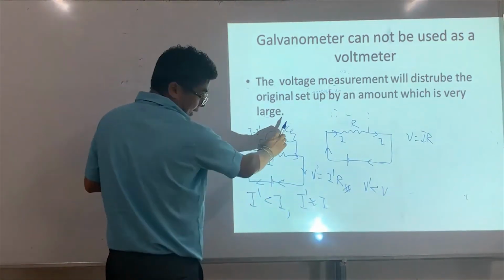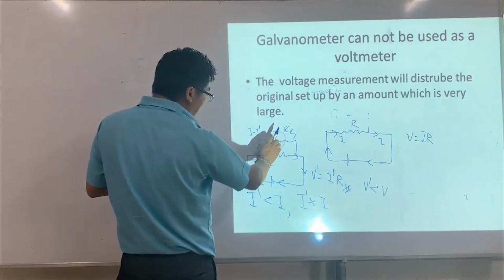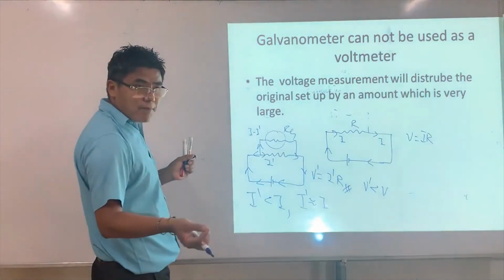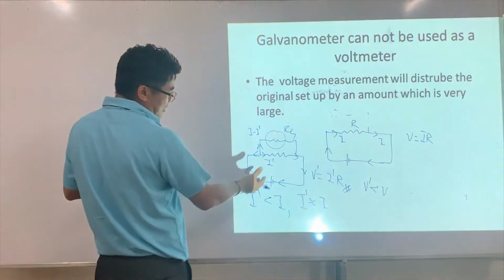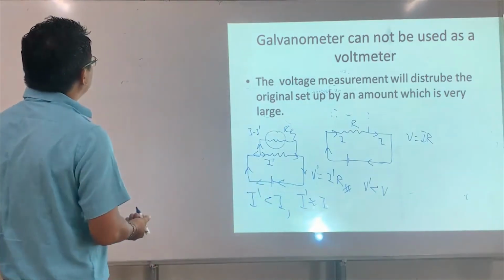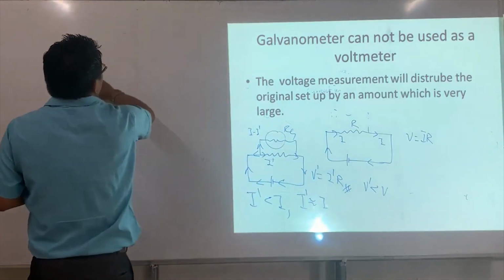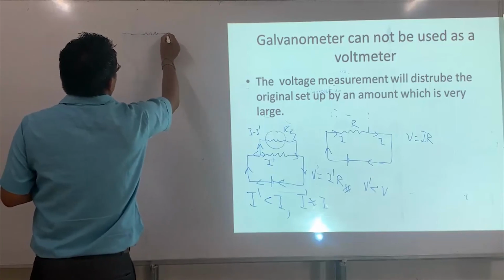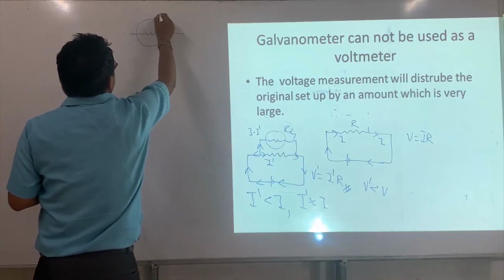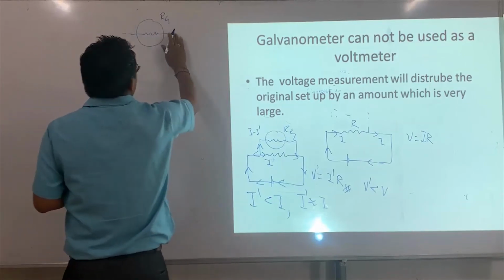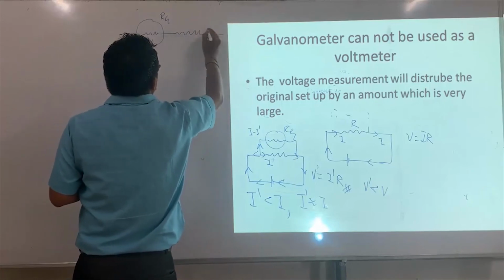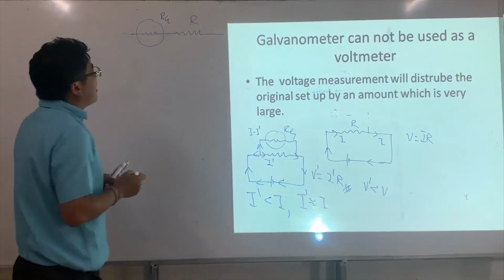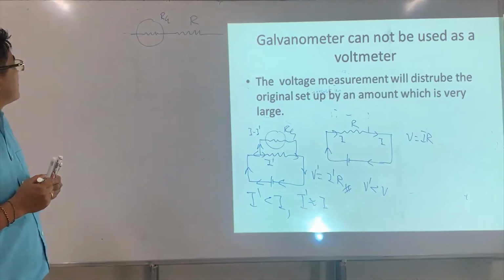I will make the resistance very big. If I make this very, very big, the current passing through would be maybe less than 1%. So therefore, this is alright. I have a galvanometer like this. This is a galvanometer. So I'm going to put a very high resistance R in series.